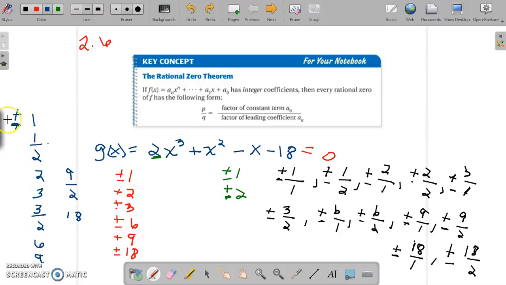Actually, let's double that. We got plus or minus, so it would be 18 possible rational zeros. And that's how you would list all the possible rational zeros. If there are rational zeros to this polynomial, it is definitely going to be in this list of numbers right here. And that's basically what the rational zero theorem says.